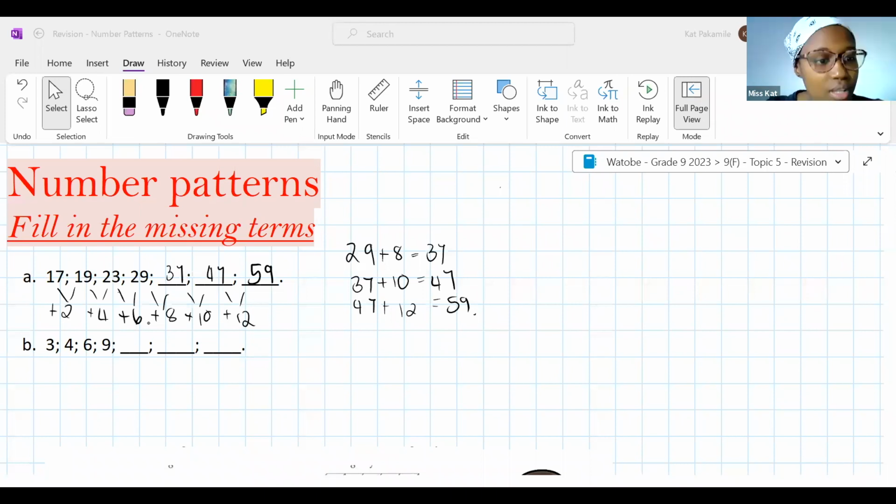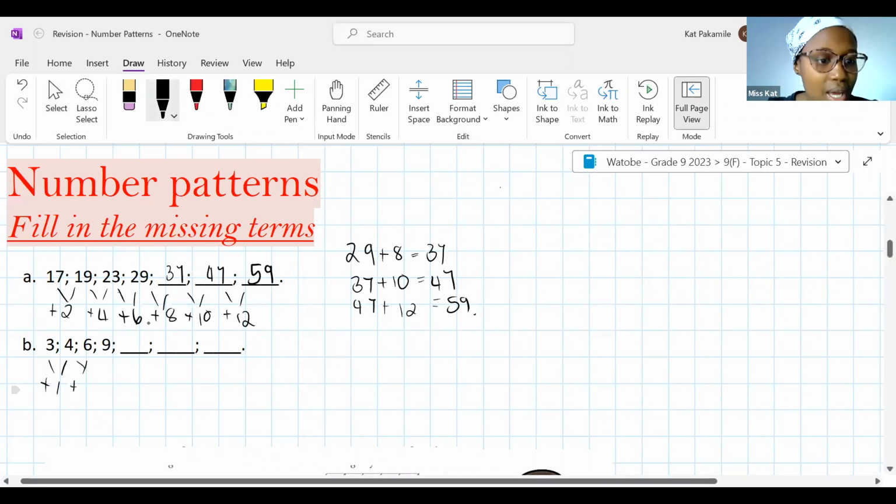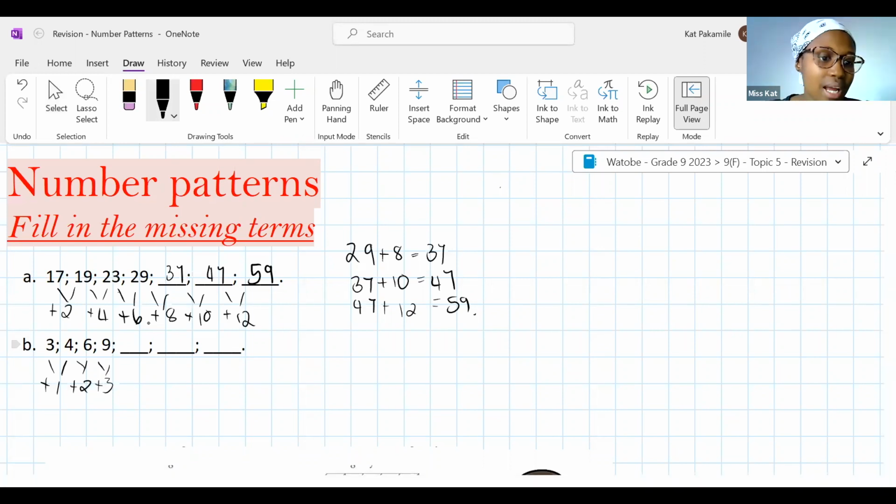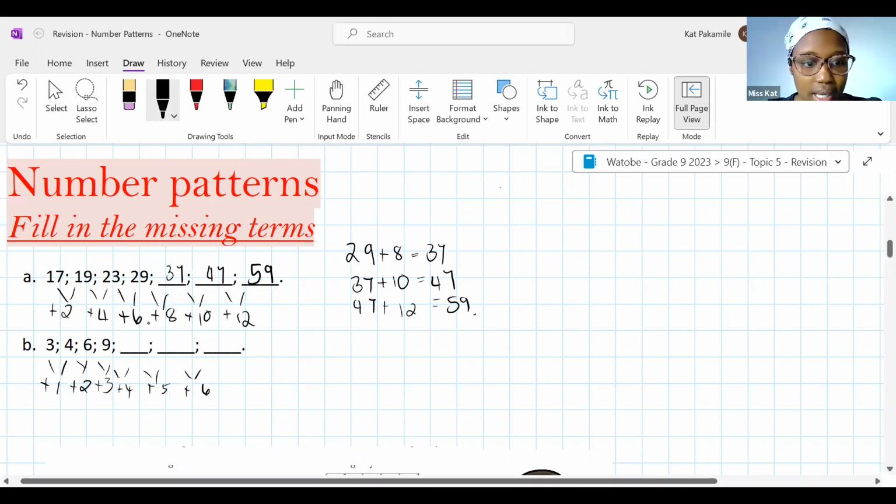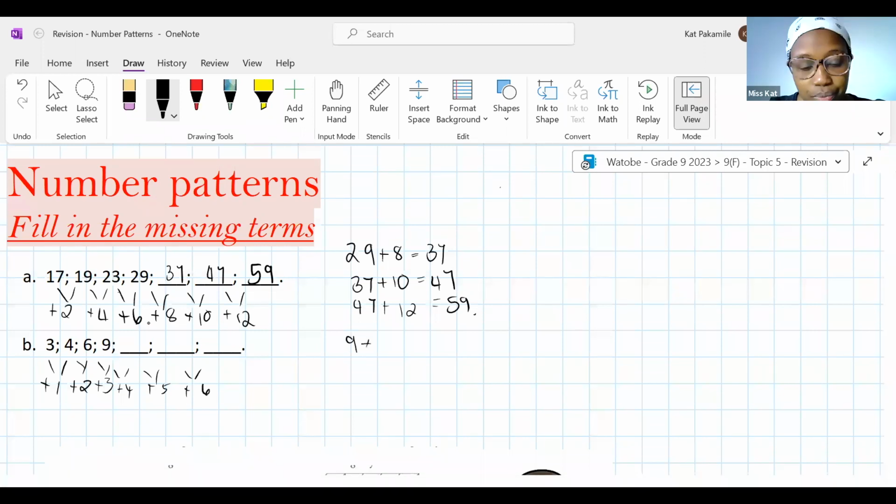So the first one, we added 1, then we added 2, and then we added 3. So tell me, after 9, what are the next 3 terms? After this, we're going to add 4, and then add 5, then add 6. Okay, Mpo says 9 plus 4 would give us 13, and that is indeed correct. Thank you, Mpo, very much. What are the next terms, everyone?